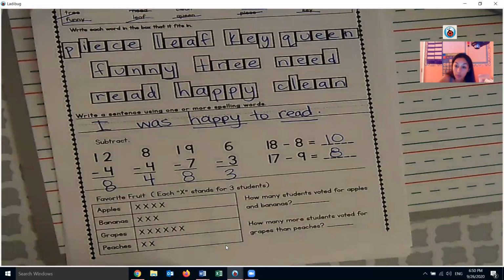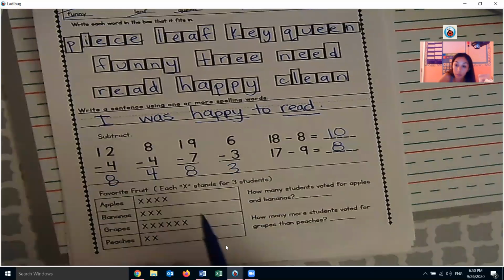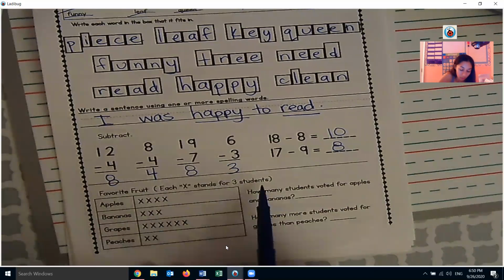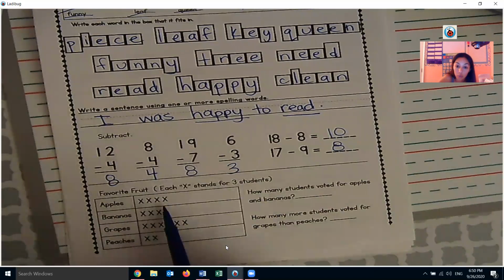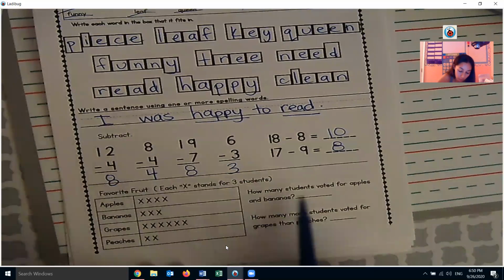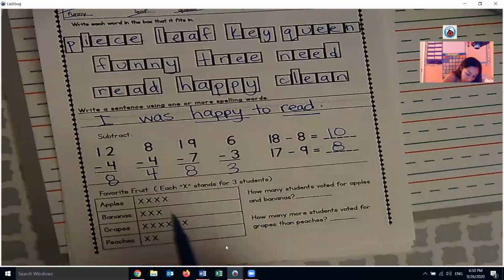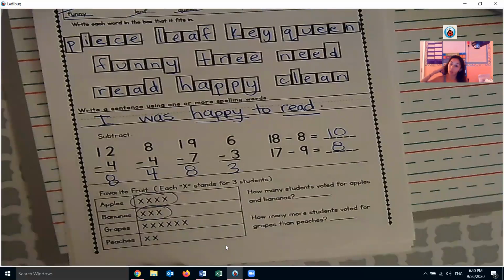So here, it's very important to read the information. Like here it says each X stands for 3 students. So even if we see 4 X's, that doesn't mean 4 students voted for that. It really means 1, 2, 3, 4, 5, 6, 7, 8, 9, 10, 11, 12. That's a big difference. So first question, how many students voted for apples and bananas? So I'm going to go apples and bananas. So I'm going to count 3 for each X.